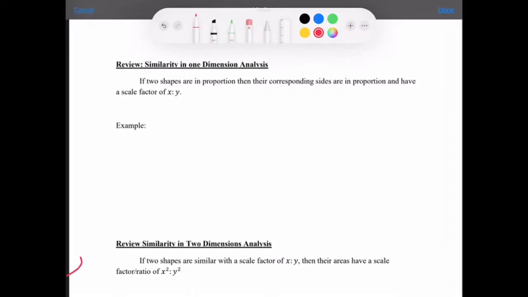So this is just one part, one dimension means one part. So if two shapes are in proportion, then their corresponding sides are in proportion, have a scale factor of x to y.